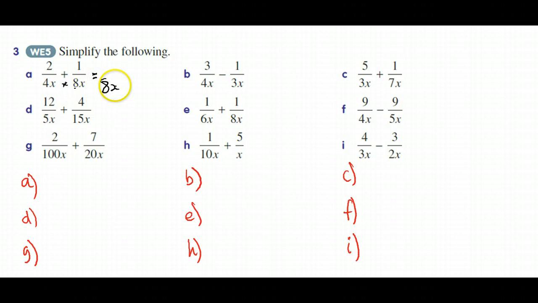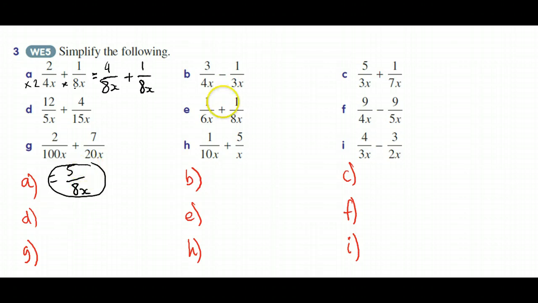Okay, so if we've got 8x on the bottom of each of these fractions, if we make that our denominator for both of them, to get 4x to become 8x, you've just got to multiply it by 2. So let's do the same to top and bottom. 2 times 2 is 4. To get 8x to become 8x, you don't have to do anything, so we just leave that one the same. And then I'm going to put the answers down below here because it's a bit hard to fit them in up top. So 4 plus 1 is 5 over 8x. So that one's pretty easy.